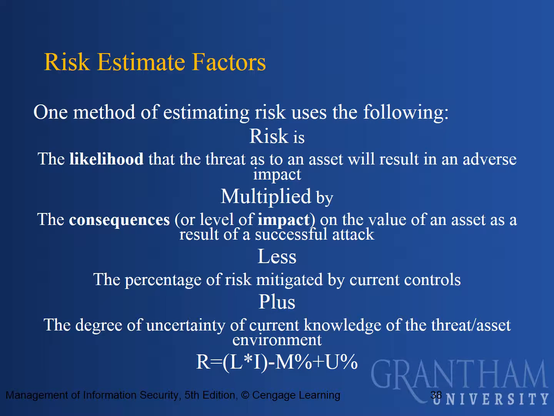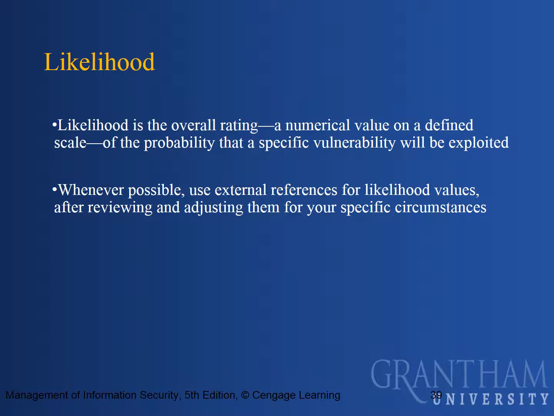There are many risk estimate factors, but one method shown here uses that likelihood we spoke about, multiplied by the consequences, or level of impact, subtracting the percentage of risk mitigated by current controls, and adding the degree of uncertainty. The formula is shown at the bottom. Likelihood. NIST Special Publication 800-30, Rev 1, the Guide for Conducting Risk Assessments, recommends that vulnerabilities be assigned a likelihood rating between 0.1, low, and 1, high.